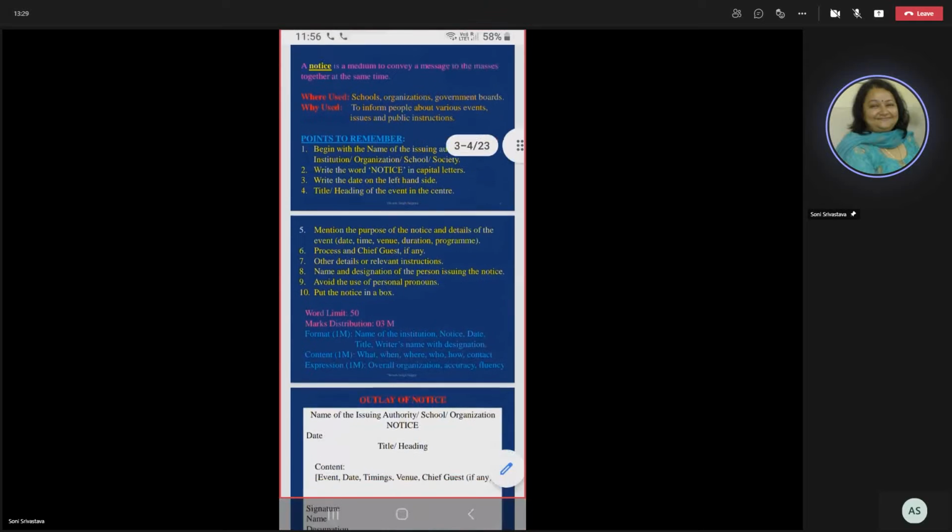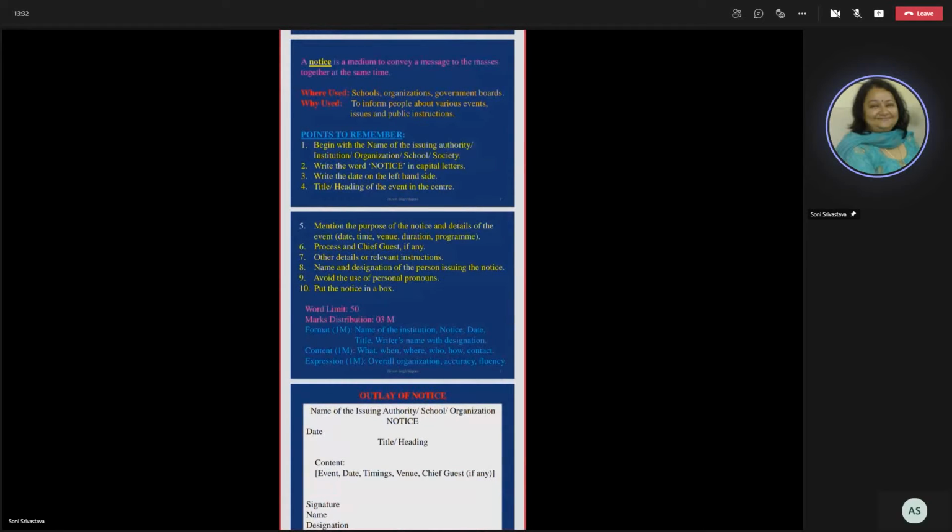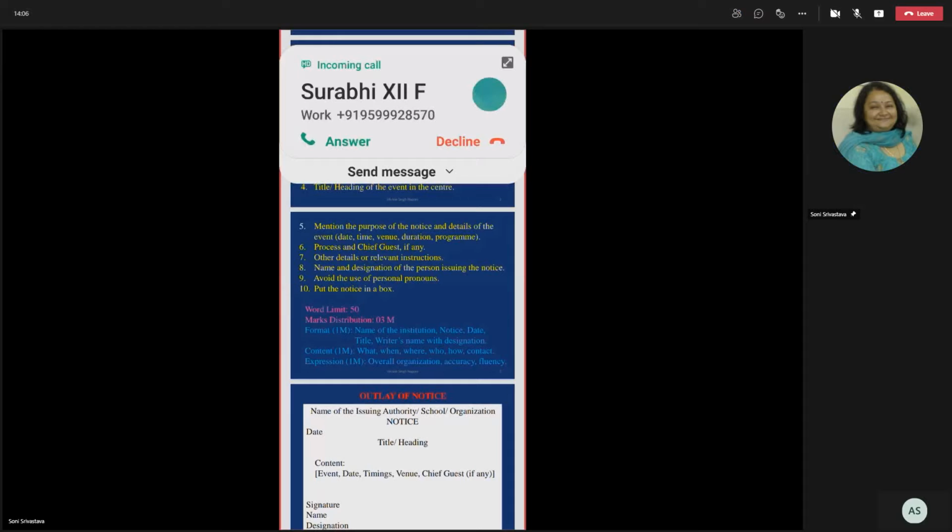And points to remember. These are the 10 points which are very important. I'm definitely going to share it in your class group so all of you can have a look, but otherwise also you can always remember these 10 points. Now, can one of you read it aloud? Vanshika, why don't you read it aloud, beta? Points to remember. First point: begin with the name of the issuing authority, institution, organization, school, or society. Write the notice.